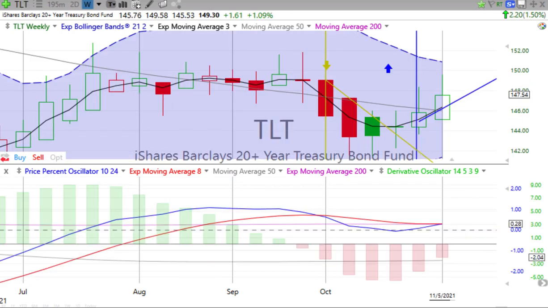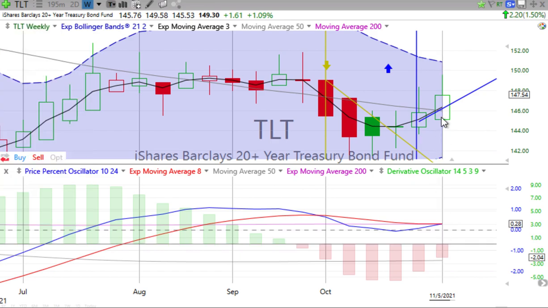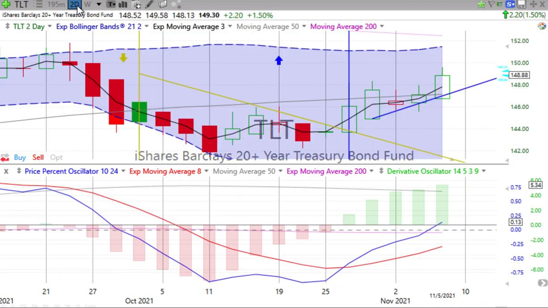Let's go to 20-year bonds. Booming, 1.50%. Was there a crossover? No. If you look on the left-hand side of the screen below the horizontal gray bar, you will see PPO and exponential moving average 8 period laminated. So that didn't happen. Do have a nice big green up candle. Derivative oscillator still negative. Go to the 2-day. You can see where the price percent oscillator is spiking up. Derivative oscillator heading up. First day of this latest 2-day candle. Nice big green candle.